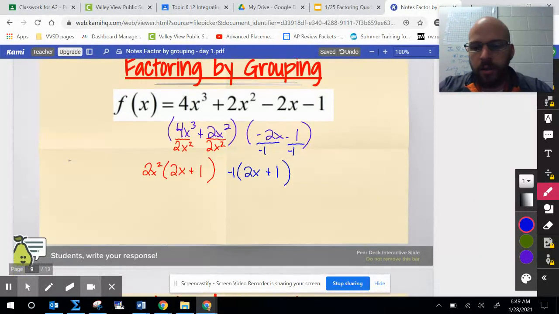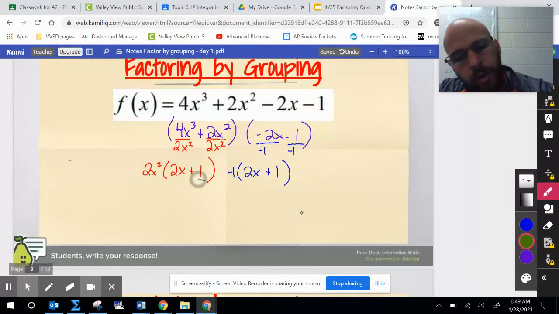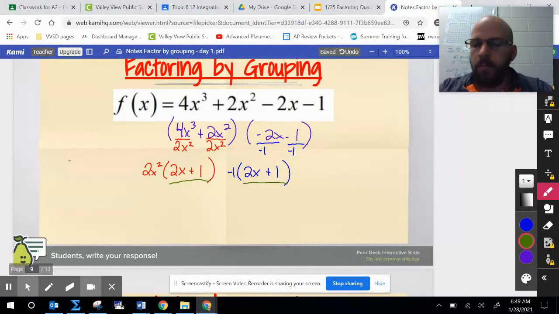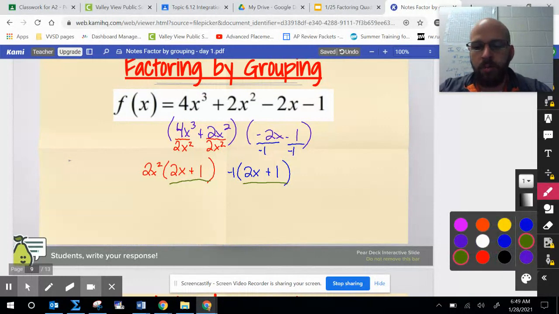And I want you to take a look at what I have here. Do you see how when I took out the greatest common factors, my groupings were the same? I got a 2x plus 1 in both of my groupings. Okay? So now watch how I write my answer. This is the important piece. Feel free to pause, rewind as needed.